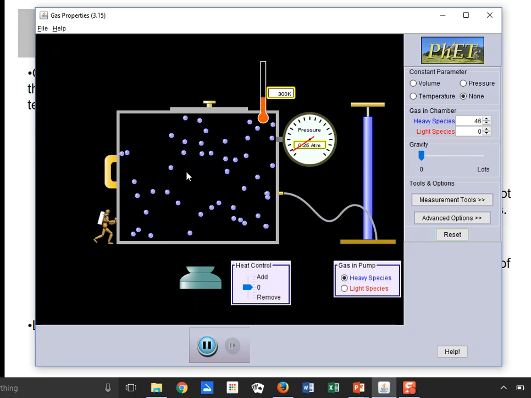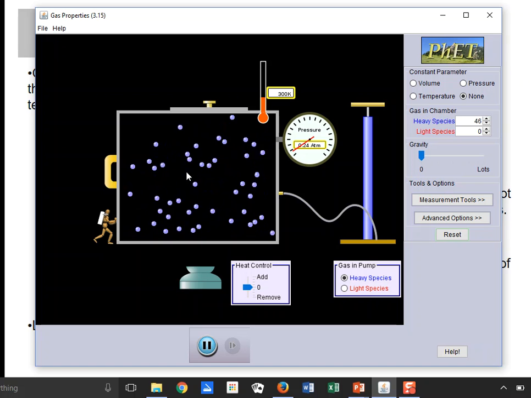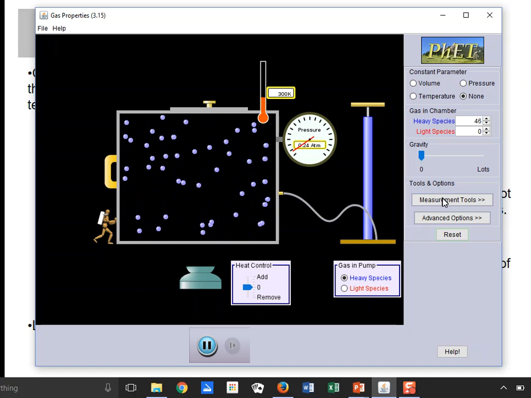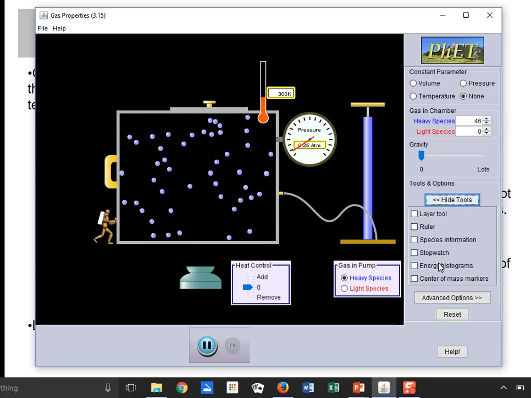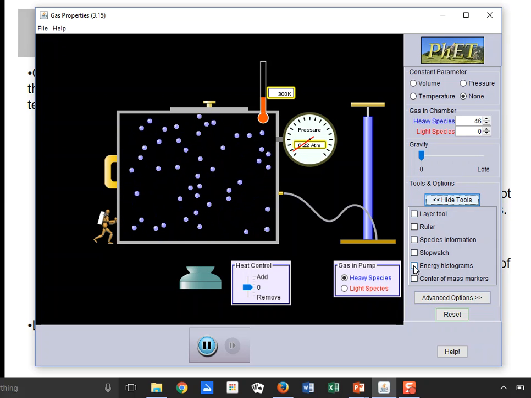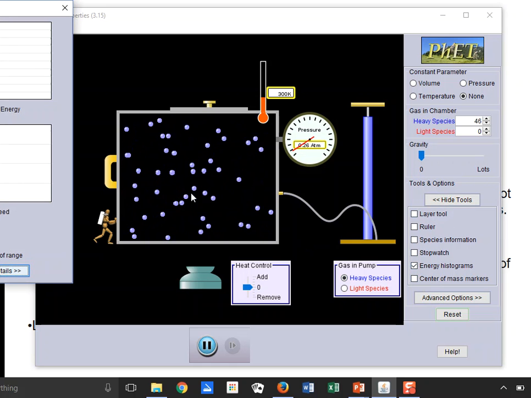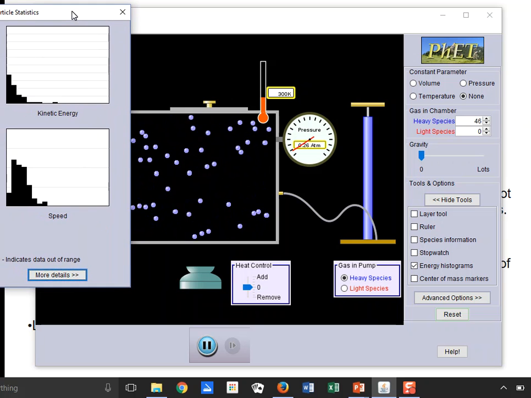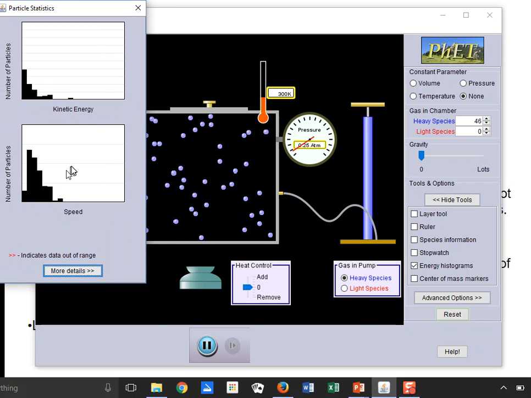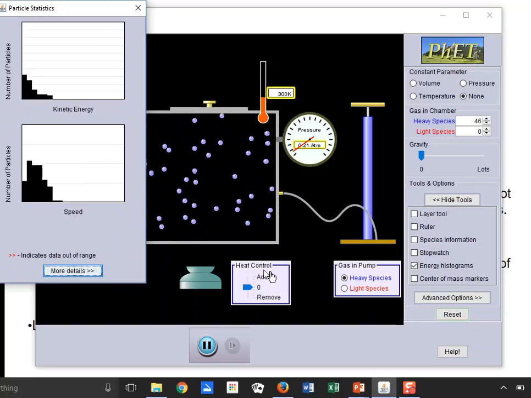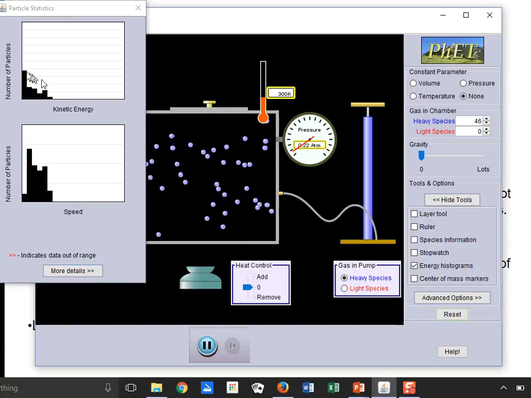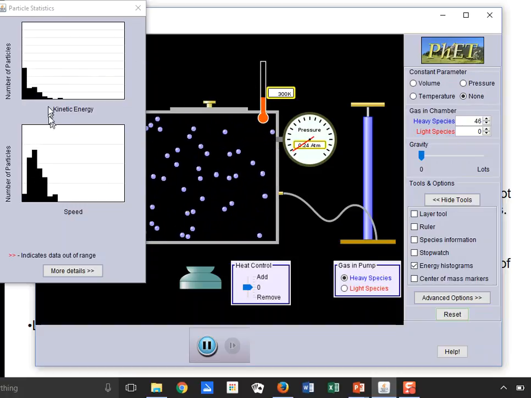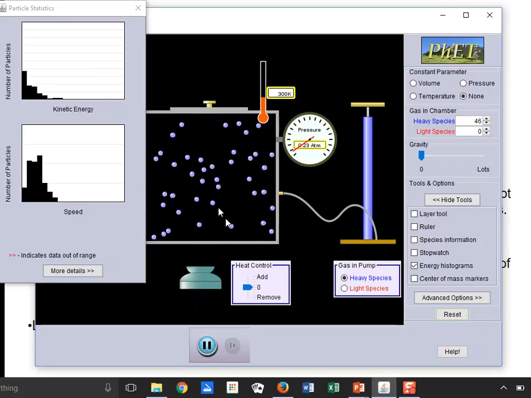Then the last premise was that the average kinetic energy is related to the absolute temperature. So I started to heat this guy up. Let me see if I can see. I'll see if this will work or not. So up in here, I have the number of particles, certain kinetic energy, certain speed. Okay, so if I take a look at kinetic energy, it's humming around here somewhere. My temperature is at 300 Kelvin. So this guy up here is around 1, 2, 3, 4, so about 4 lines high.